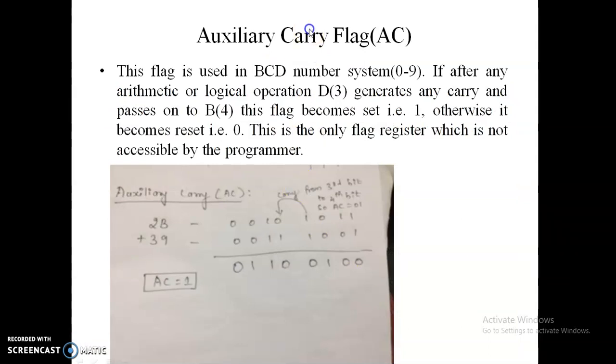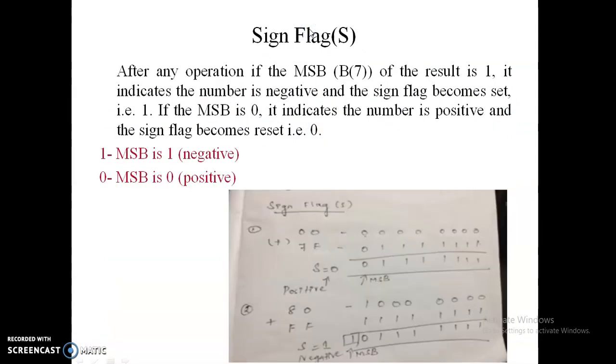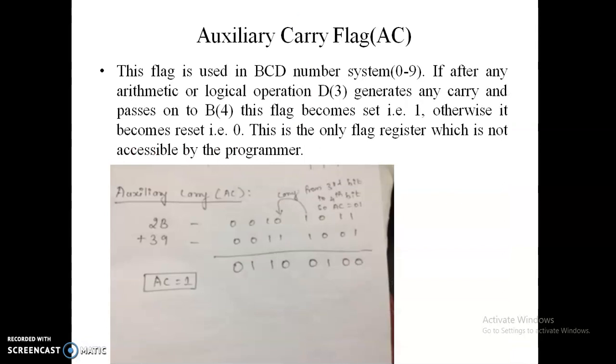Next, the auxiliary carry flag, AC. This flag is used in the BCD number system. In any arithmetic or logical operation, if a carry occurs from the 3rd bit position to the 4th bit, then the auxiliary carry AC is set to 1. Otherwise, it becomes 0, that is, reset. Here 1 means set, 0 means reset.